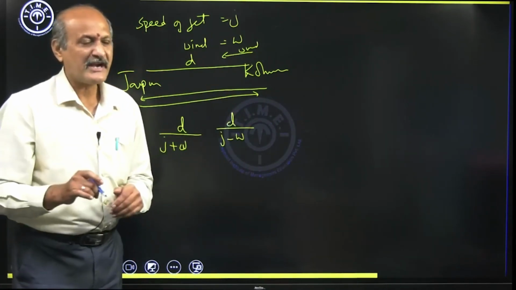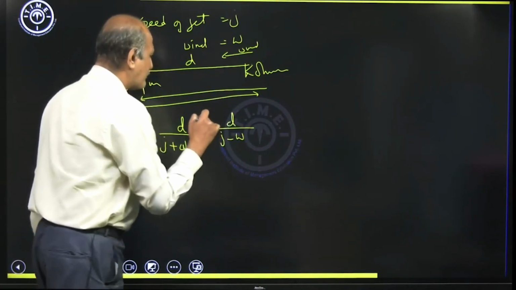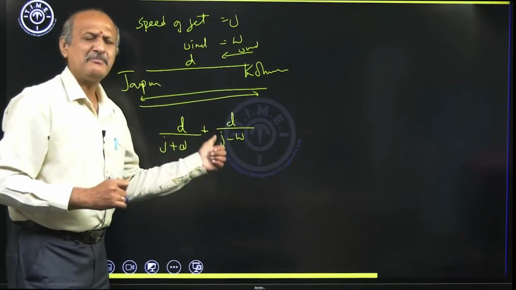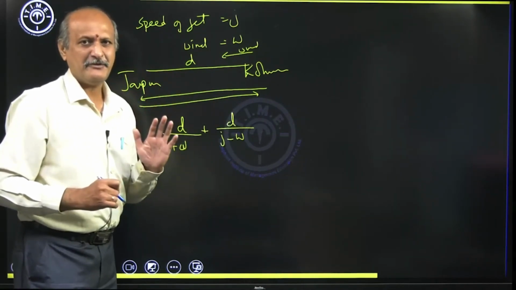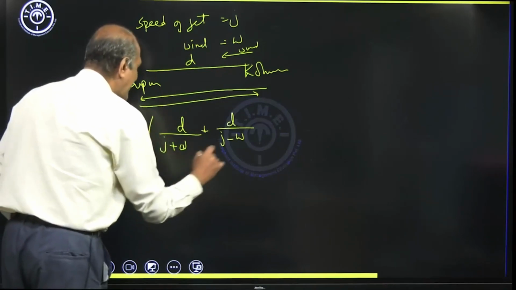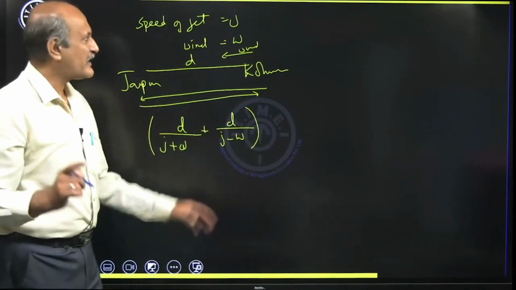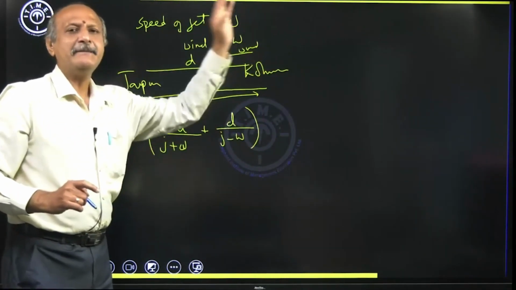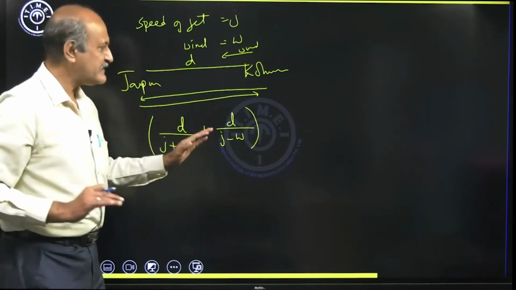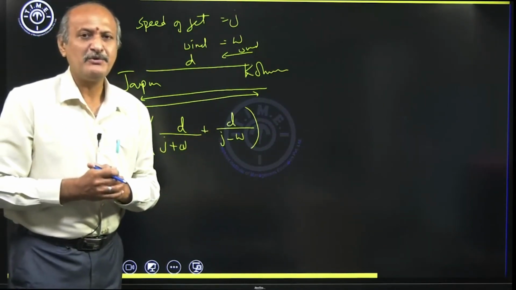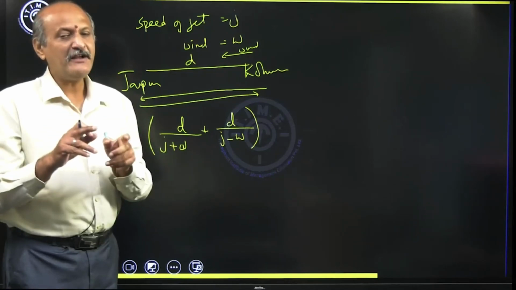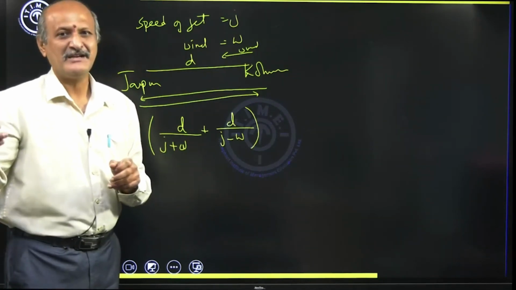So what is the total travel time? The total travel time will be equal to D divided by J plus W plus D divided by J minus W. This is the original time actually taken by the plane to travel from one place to the other and back. Now this is one situation. The other situation, what do we know? We know the speed of the jet is increased by 200%.